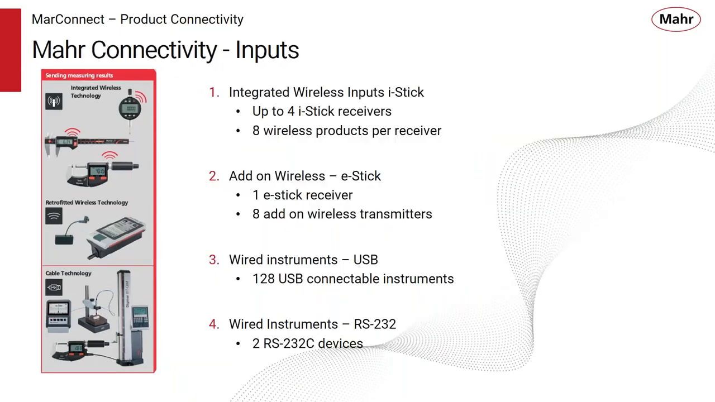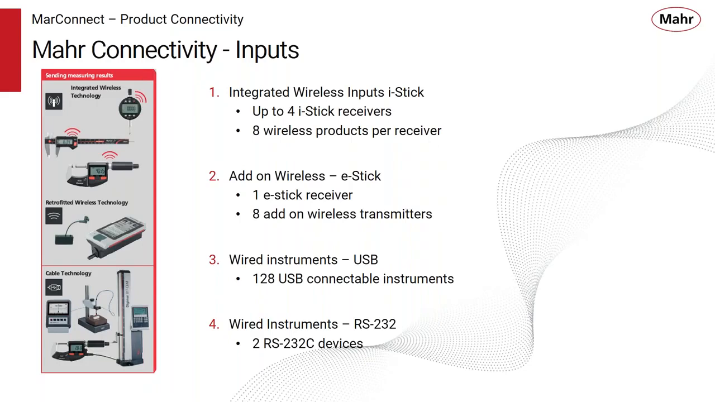On the input side, we can take signals from our integrated wireless products. So we use an iStick as receiver, and each receiver can take up to 8 wireless products. And since you have the ability to take 4 receivers, that's up to 32 wireless products can be handled with MarCom running. We also have an eStick, which is our add-on receiver product line, and MarCom could handle one of those, and each one of those receivers can handle 8 products.